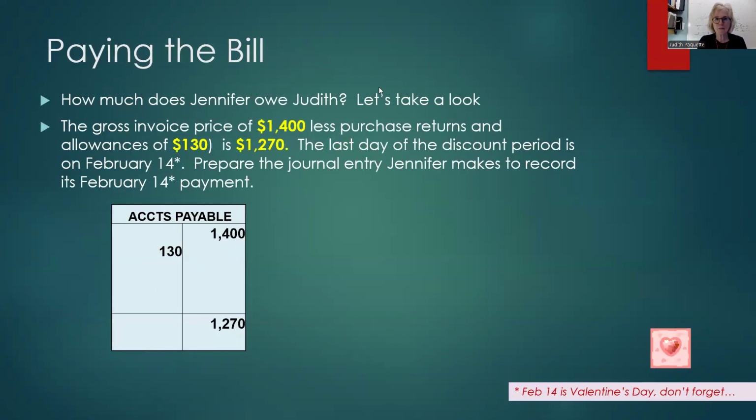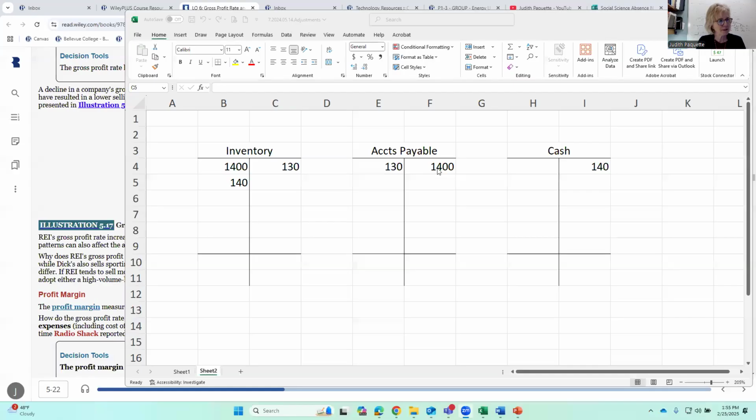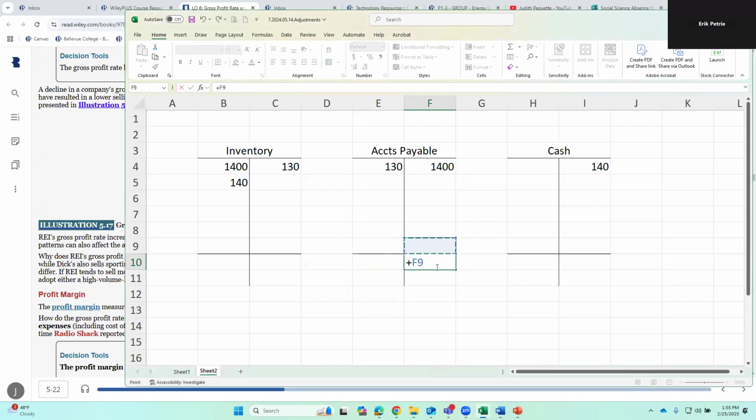So we look at accounts payable and we say, how much do we owe? So going back to here, I'm going to take the difference. You guys can see my spreadsheet, yes? Yes. Thank you, Eric.